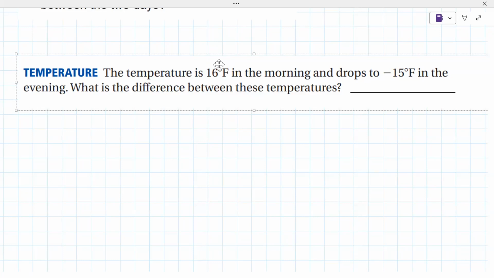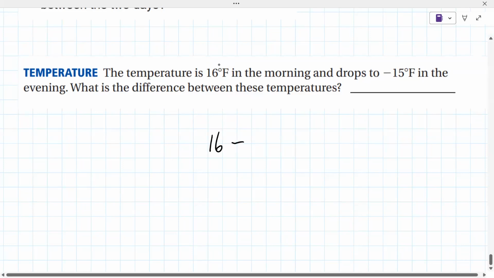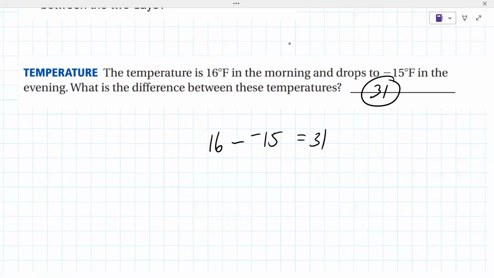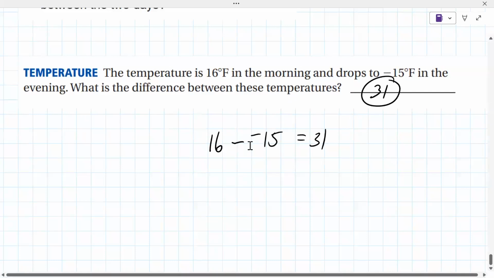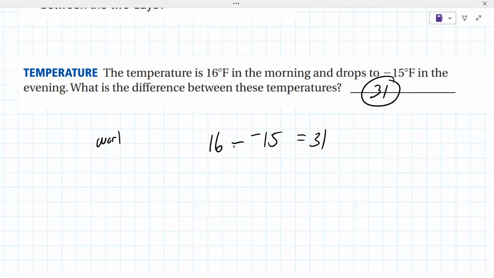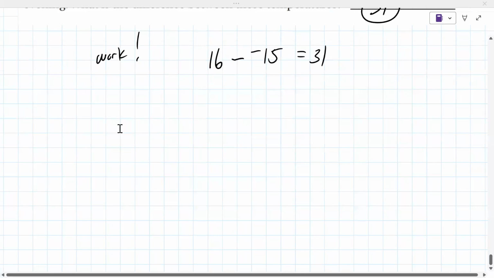That would be 31. Yeah, 16 minus negative 15 is 31. So it's just as important as the answer, if you just said, oh, it's 31. Just as important as the answer is the work, something to show what you are doing. It's a way to express what you're doing, even if you don't write it down, you still have to sort of express some thoughts, some ideas.